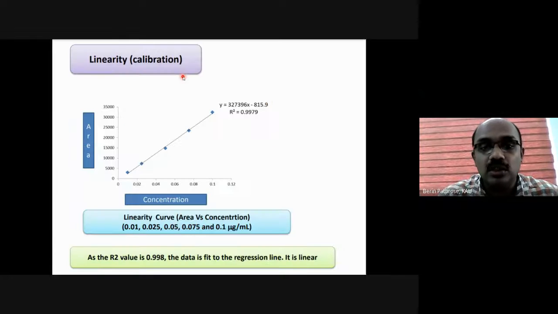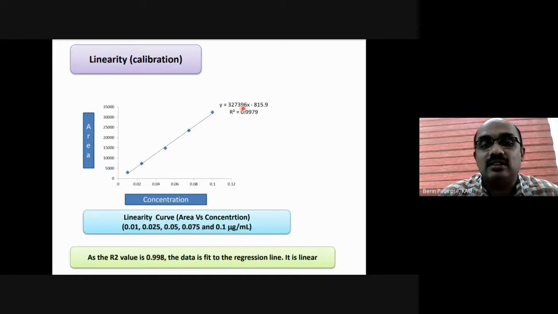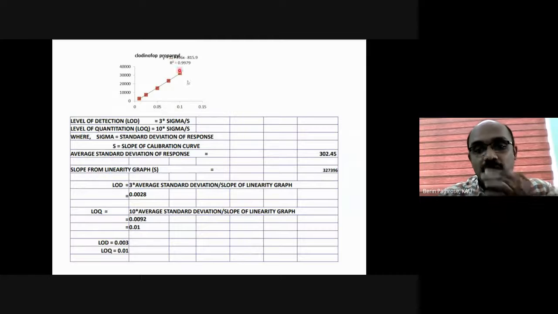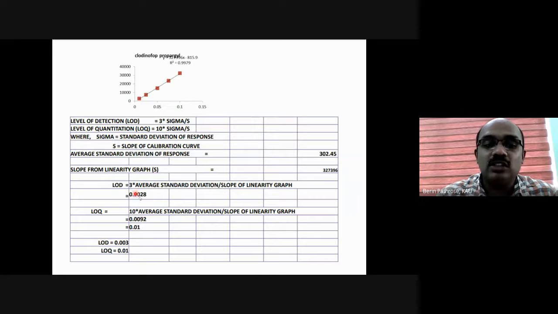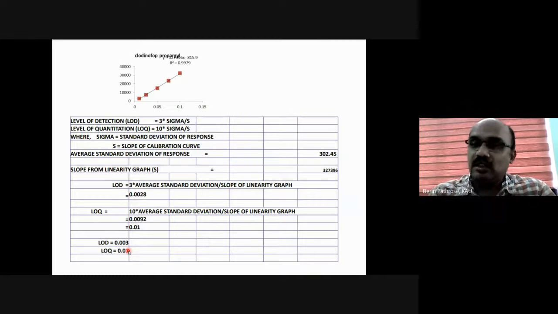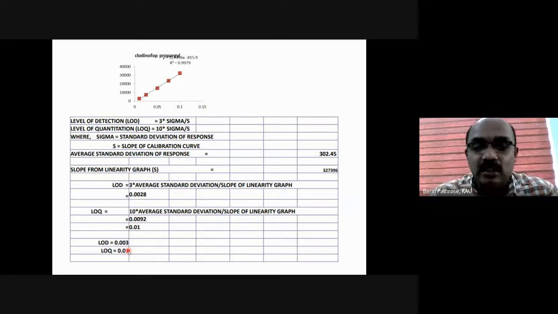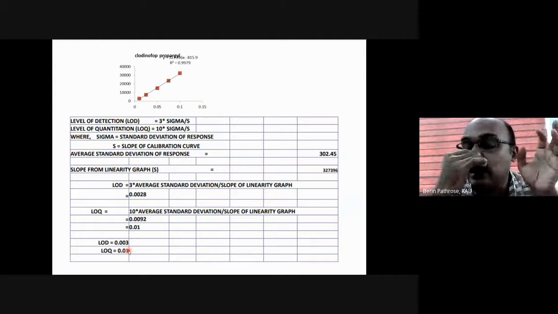I'll show you, yes. This is the slope. 3 to 7396 is not visible over here, so that slope is over here. So 3 into standard deviation by slope will give the LOD as 0.0328. LOQ is 10 into standard deviation by slope. We got the LOQ. So the repeatability, reproducibility, and ruggedness and all that we can do. But up to LOD, LOQ, specificity, linearity and all, that is the one which we have to be careful about.